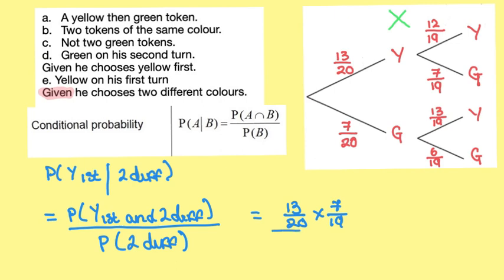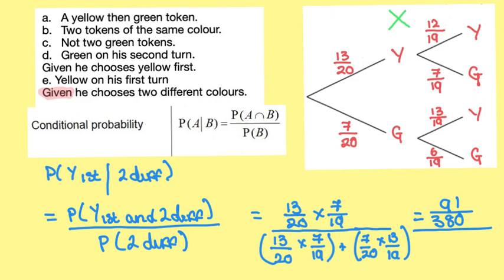And that is divided by 2 different, which could be yellow and red, which is 13 over 20 times 7 over 19, or green and yellow, which is equal to 7 over 20 times 13 over 19, which is equal to 91 over 380 divided by 91 over 190, which equals 1/2.